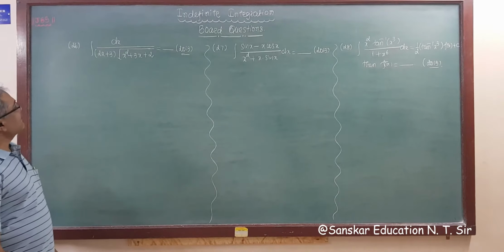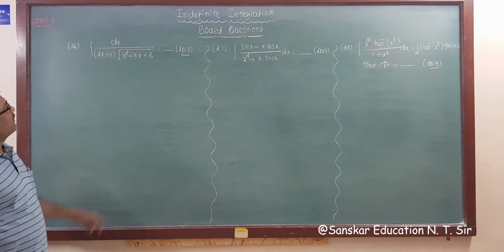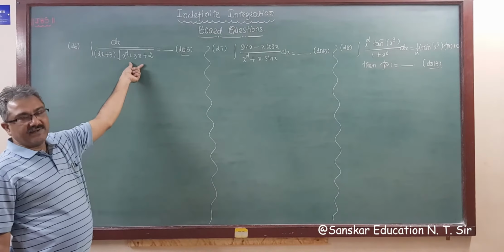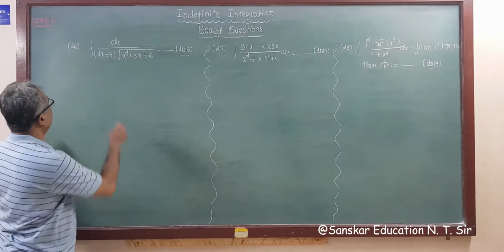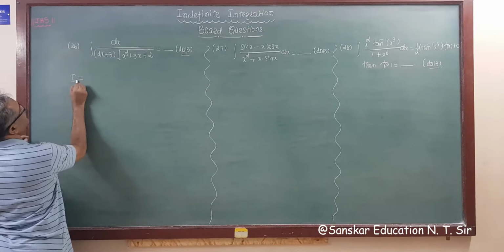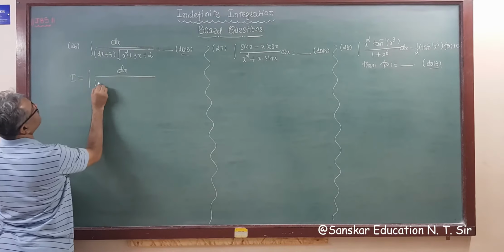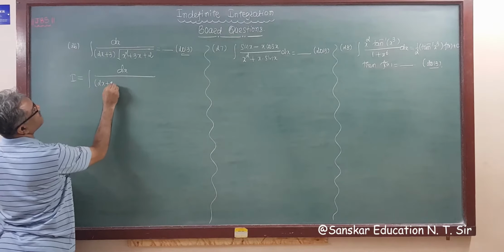So question number 26: integration dx upon twice x plus 3 into under root x square plus 3x plus 2. This is not a perfect square, so making this a perfect square, what we get here: this is I is equal to integration dx, this is twice x plus 3.